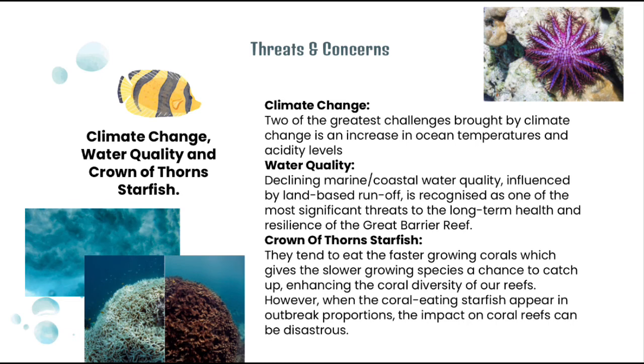Crown of thorns starfish. They tend to eat the faster-growing corals, which gives the slower-growing species a chance to catch up, enhancing the coral diversity of our reefs. However, when the coral-eating starfish appear in outbreak proportions, the impact on coral reefs can be disastrous.